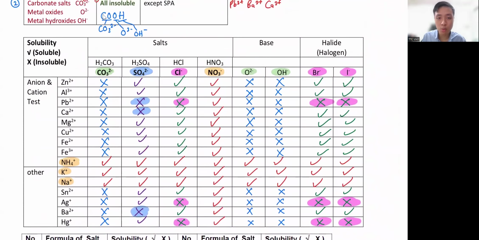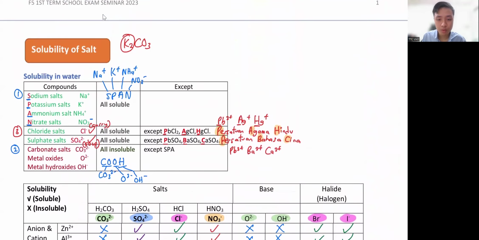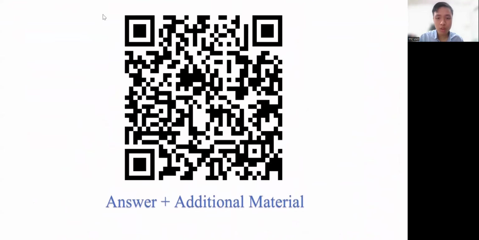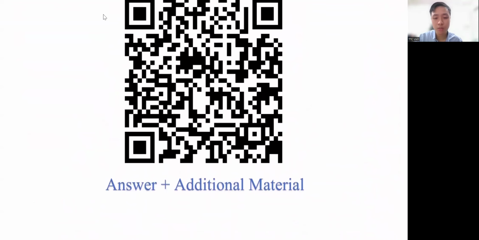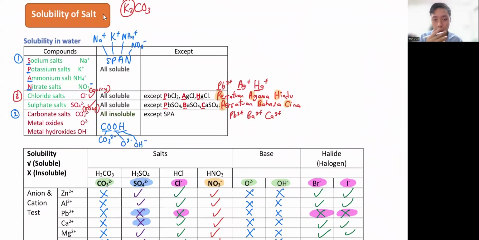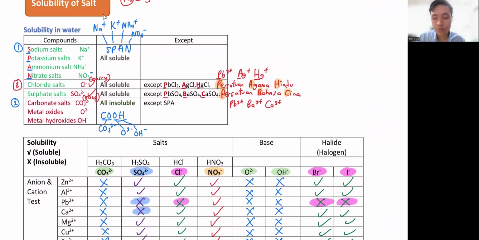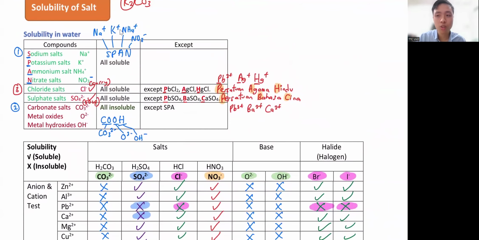So do you understand solubility of salts? First of all, the QR code you save for the answer. After that, for the sodium, potassium, ammonium, nitrate, I will just repeat everything one time. So if you missed the first part, don't worry. You can actually watch back on YouTube. I will post very soon. So you can review it. So basically, I sum up.